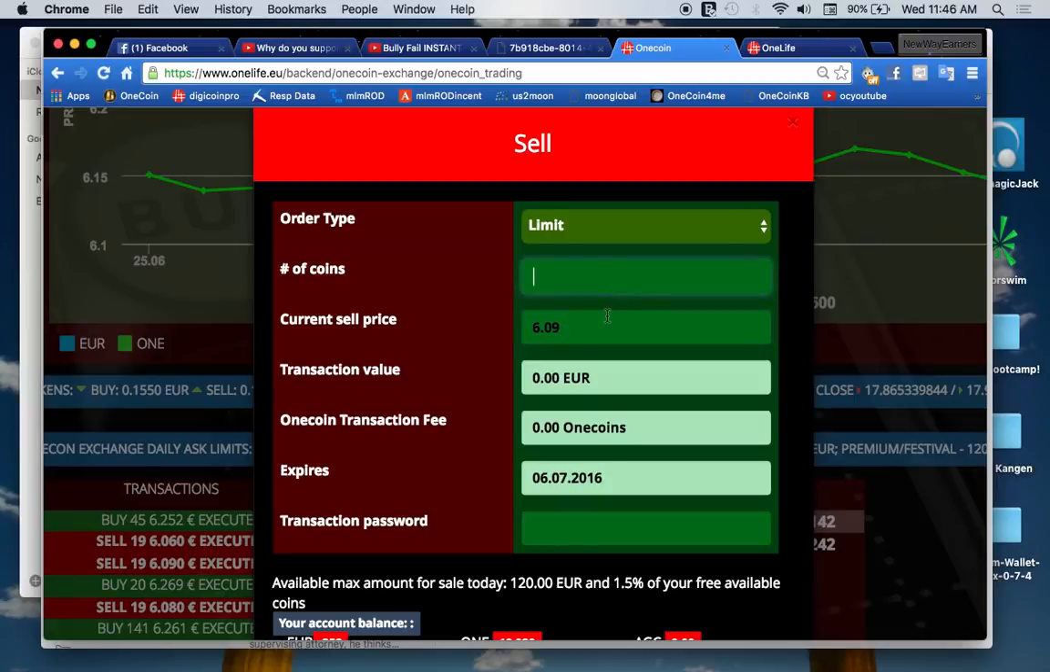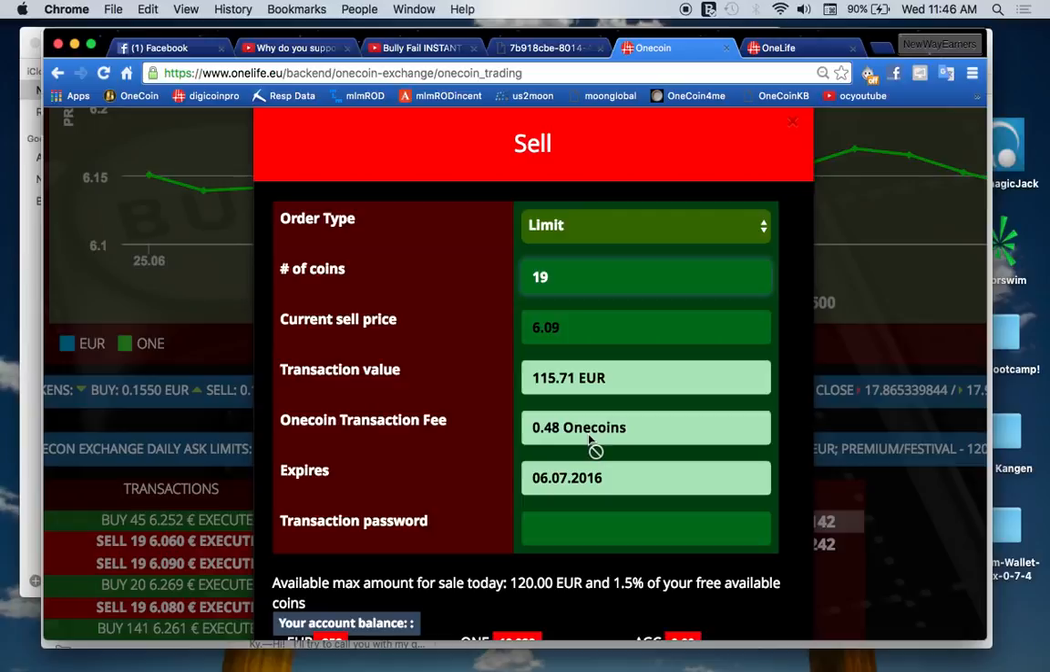Now the number of coins, you can see if I hit 19, right here, 115 euros, right? That's the transaction value. If I go up to 20, it goes above this 120 euro limit that I'm allowed to do per day. So I know that I'm going to keep it at 19. So I'm going to sell 19 coins at €6.09, and that goes into my cash account, which I can then take out. For tax purposes, obviously you have to claim the difference between your buy and sell, the profit, right? And we look here, there's a transaction fee of 0.48 OneCoins.